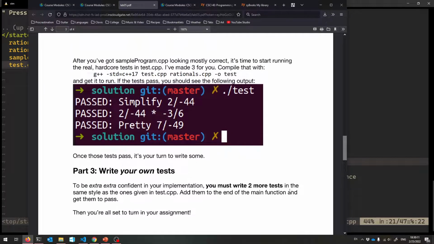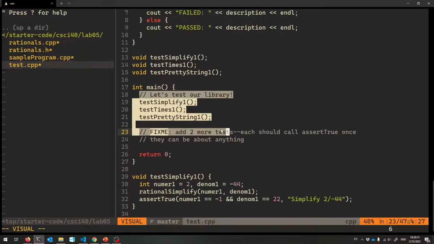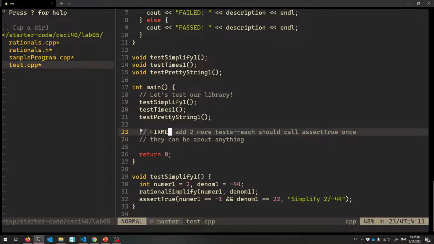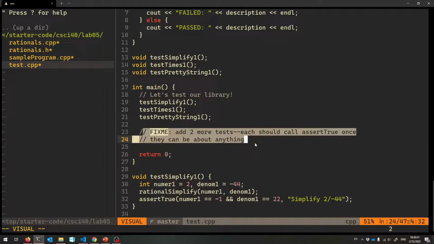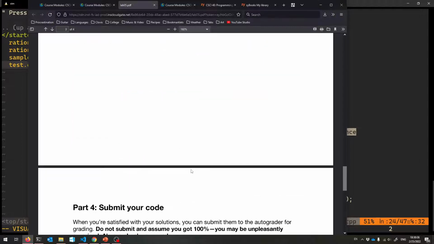I want you to write 2 more tests in the same style as the ones that I've given you here. Okay? So you can use some of these as inspiration. Add 2 more tests. So you're going to end up calling assert true 2 more times. I want to see 2 more passed lines output when this is getting auto-graded. Okay? So write 2 more tests in the same style and get them to pass, and that is your complete lab. Okay? That's why it's a 2-week lab.